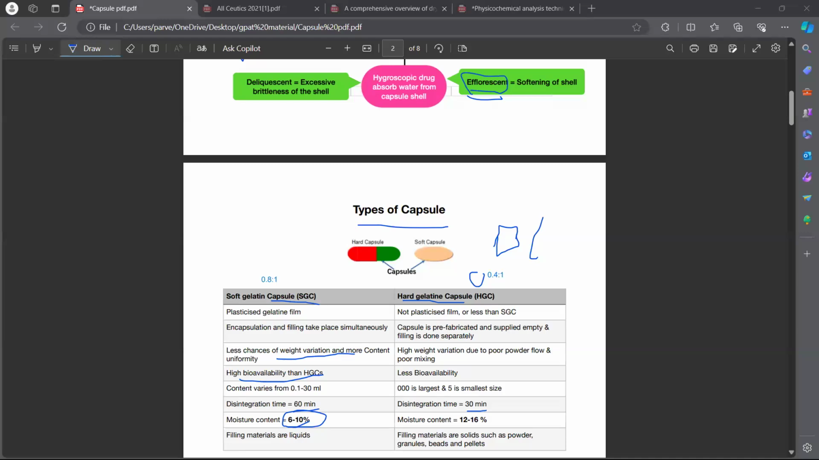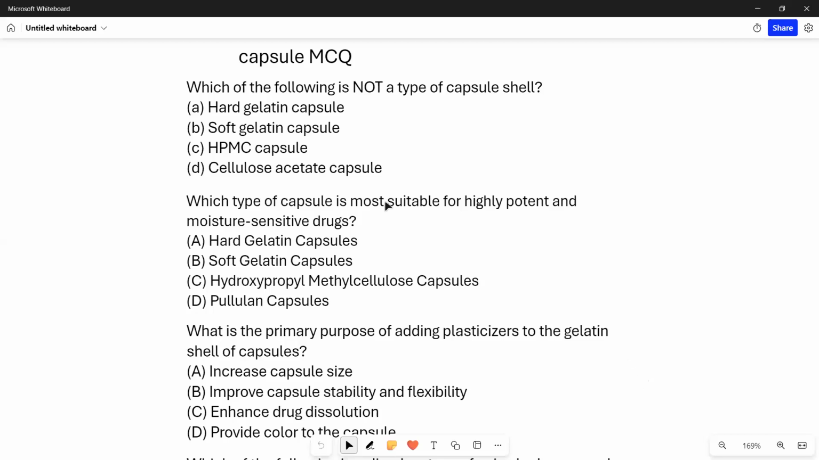Not visible. Okay, wait a minute. One minute. Okay, wait. Let me share. Is it visible now, guys? Is it visible to everyone?